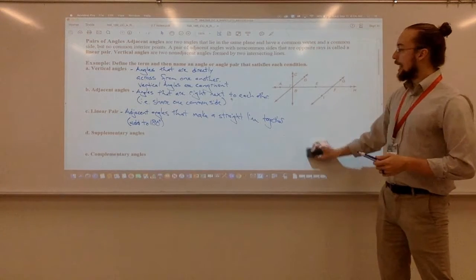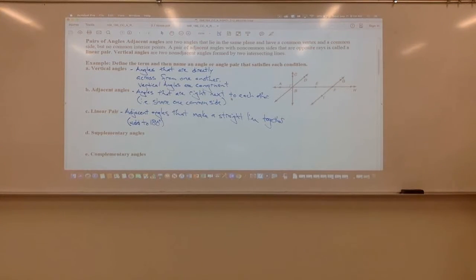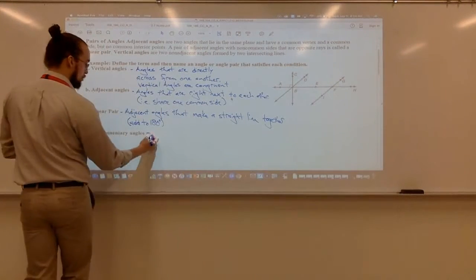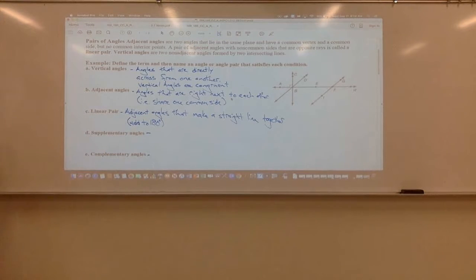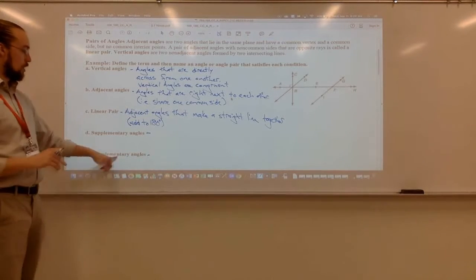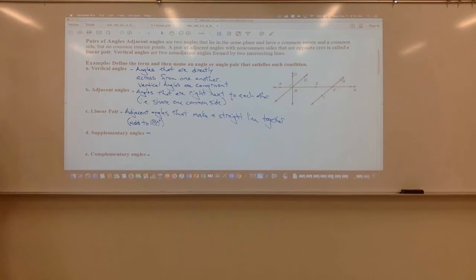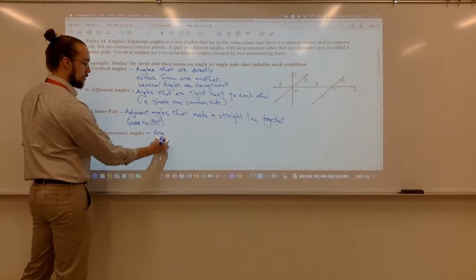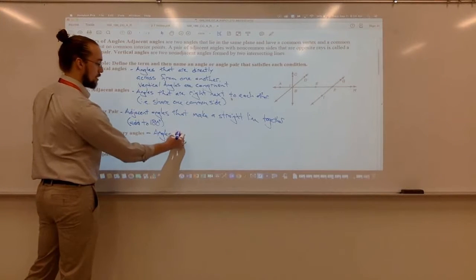Then the last two properties that we're going to look at today are supplementary and complementary. I think you guys have heard these terms before. Do you remember what they are? Great. Supplementary is 180 degrees. Complementary is 90 degrees. Supplementary angles are angles that add to 180, and complementary are angles that add to 90.